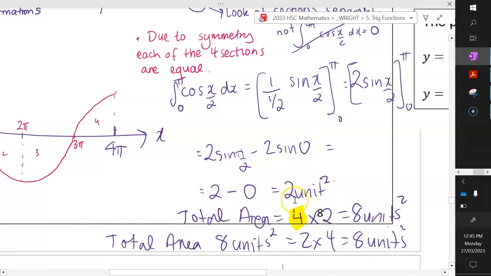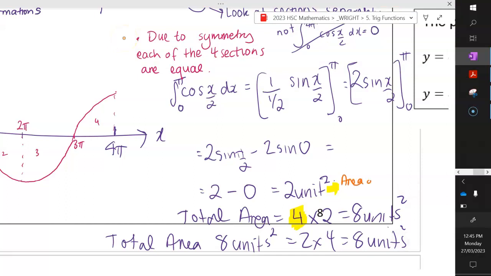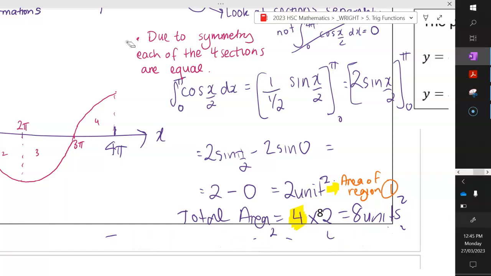That is not my answer. That is the answer for region 1, and I'll pop that in there for us to note. That is the area of region 1. The total area is 4 lots of those 2 units squared to get 8 units squared.